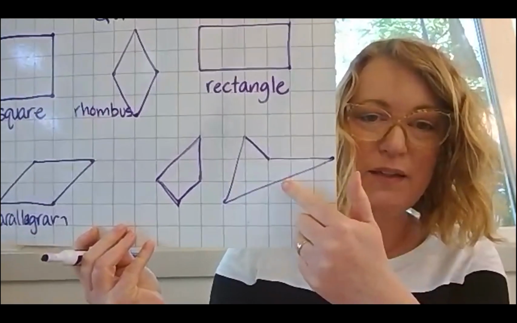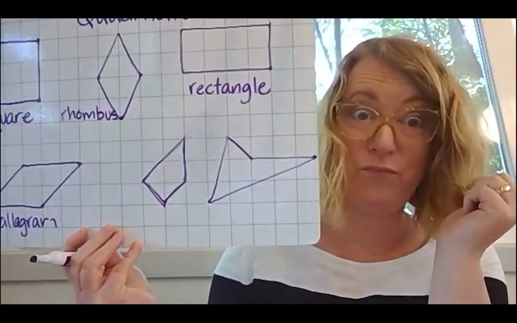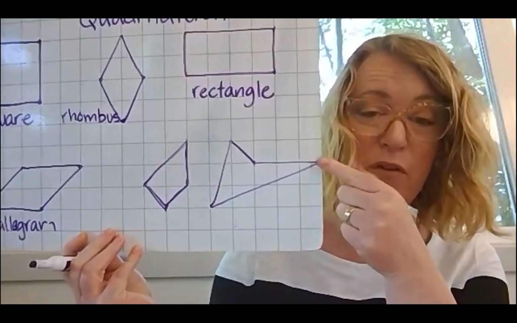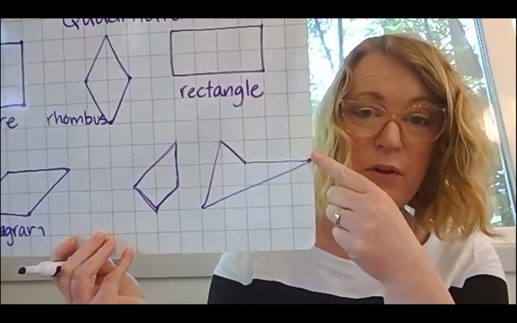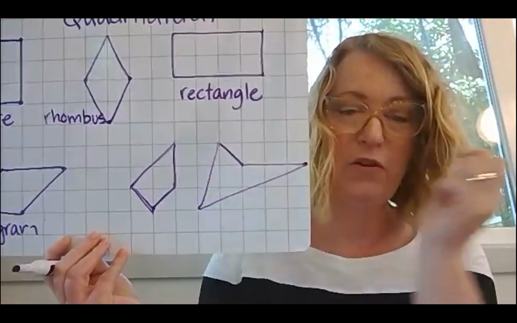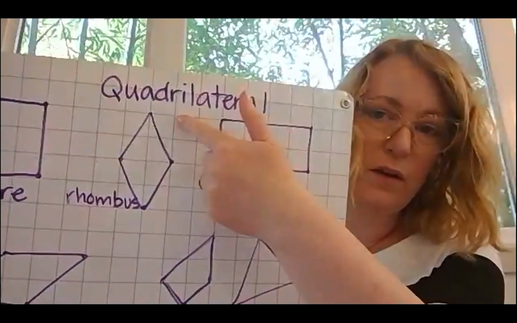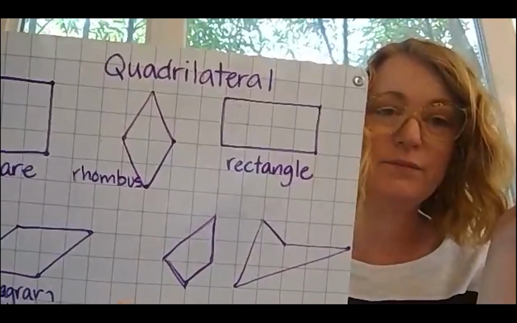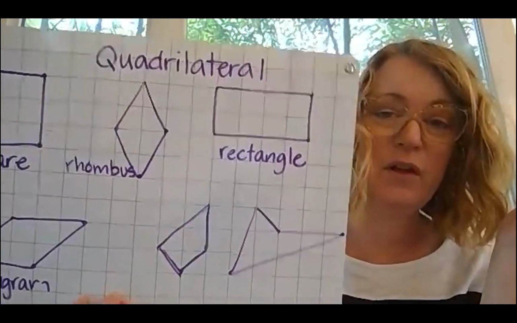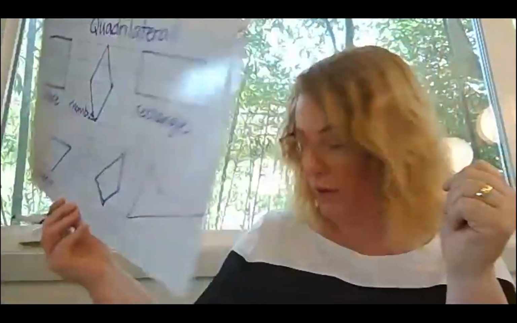Does it have 4 sides? 1, 2, 3, 4. And 4 vertices, because remember, I put the vertices down first. I put the dots down first. 1, 2, 3, 4. And then you just connect the dots. And you get a very strange shape that doesn't really have any other name, except we can call it a quadrilateral. A quadrilateral has 4 sides and 4 vertices.